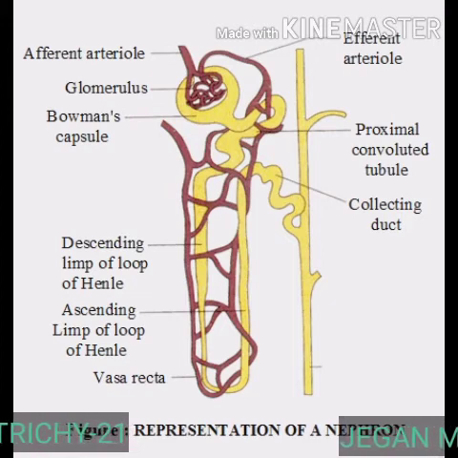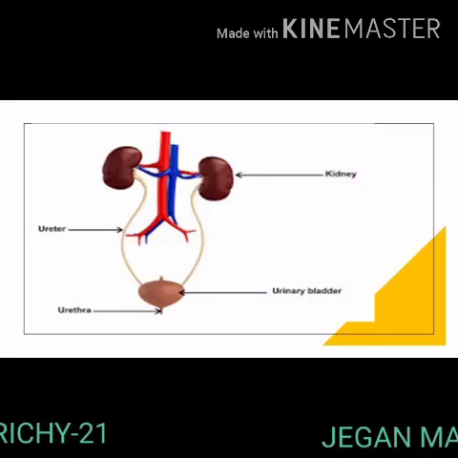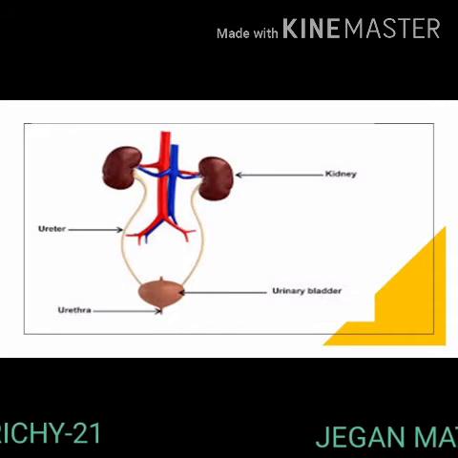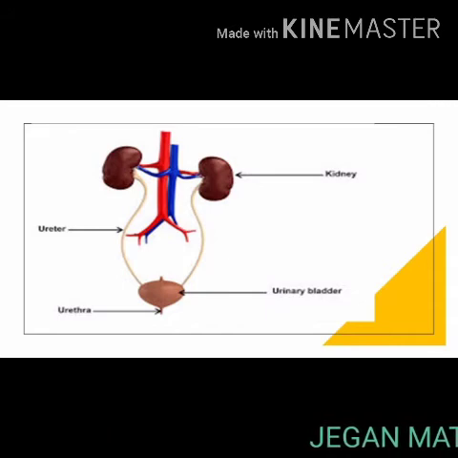The nitrogenous waste is drained into the renal pelvis, which leads to the ureter, and is stored in the urinary bladder. Urine is expelled out through the urethra.